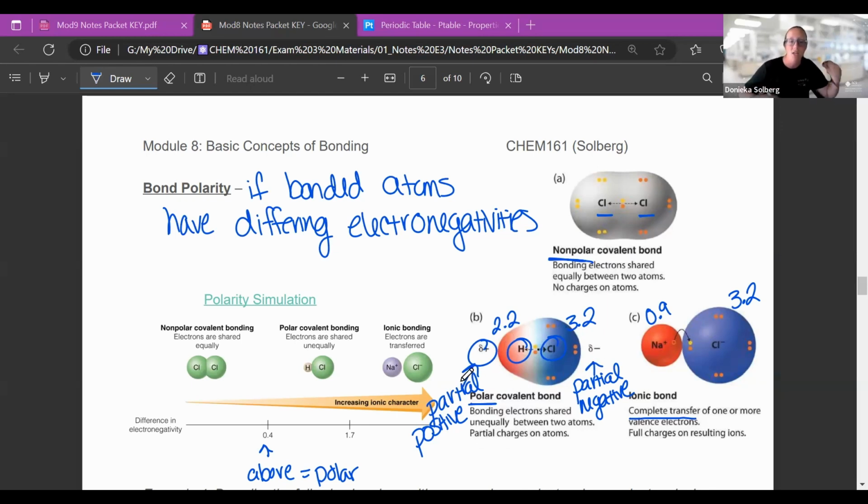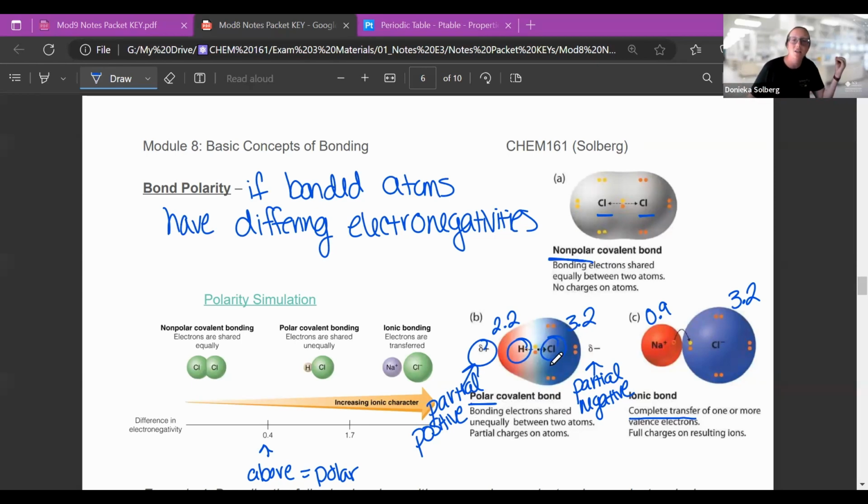It has two poles, like a north and a south pole. It has a positive and a negative pole. Okay, so polar covalent bonds. This is only for covalent bonds. This is when the bonding electrons are shared unequally between the two atoms because something kind of hogs them. So anytime you have differing electronegativities, you're going to have something that is polar.